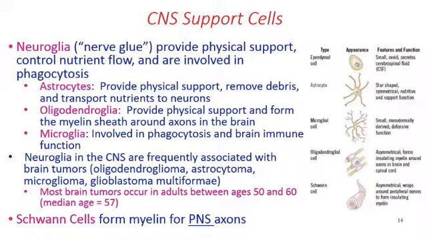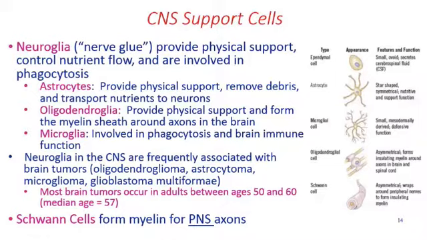The microglia are involved in phagocytosis and brain immune function. They're the brain's innate immune system, and they're really kind of the cleanup crew for various toxins that build up in the brain or injuries that occur in the brain, and we'll see in just a second how they do that.